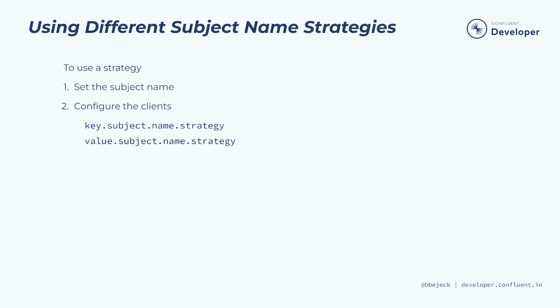Choosing and using a particular strategy involves two steps. First, you must register the schema with the correct subject name format, and then you need to set the correct subject name strategy from the client side. Again, since topic name strategy is the default, clients are already set up to use that. So to use a strategy other than the default, set the strategy on the client using the key or value subject name strategy configuration parameters. Note that when setting the subject name strategy, you will need to use the fully qualified name of the strategy.